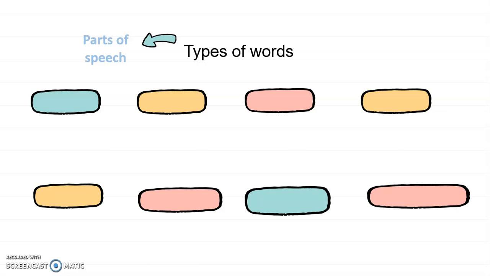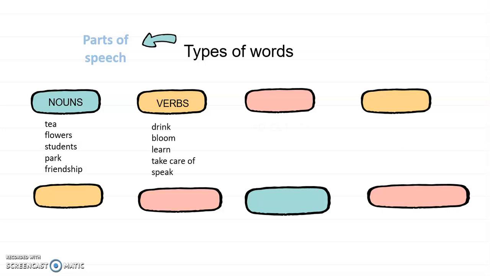Okay, so let's recapitulate. There are 8 types of words. In this video, we saw nouns, verbs, adjectives, and adverbs.